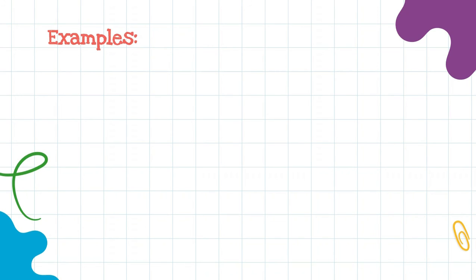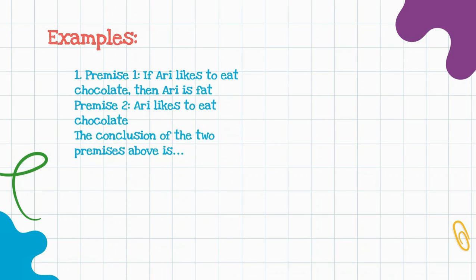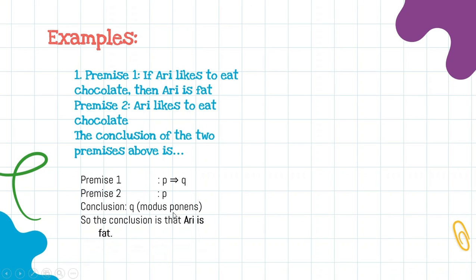Okay, those are the important points to remember in studying mathematics logic. Next, we will try to answer the questions. For the first, premise 1 is, if Ari likes to eat chocolate, then Ari is fat. Premise 2 is, Ari likes to eat chocolate. The conclusion of the two premises above is blank. So the answer is, premise 1 is P then Q. Premise 2 is P. Conclusion is Q because this is modus ponens. So the conclusion is that Ari is fat.